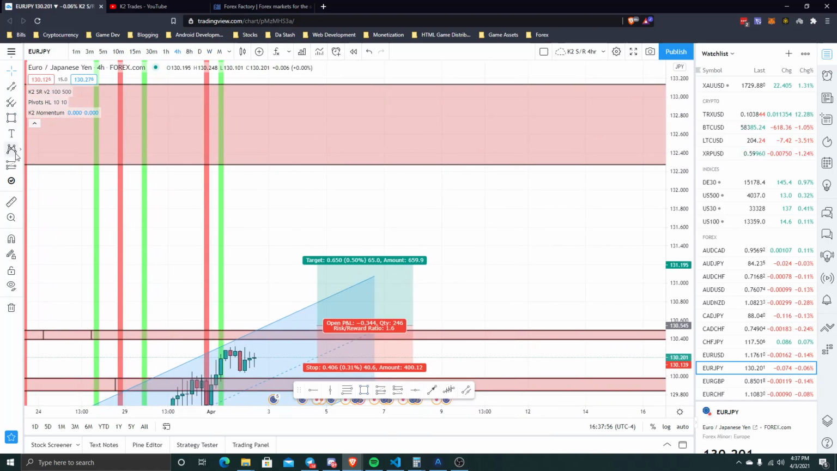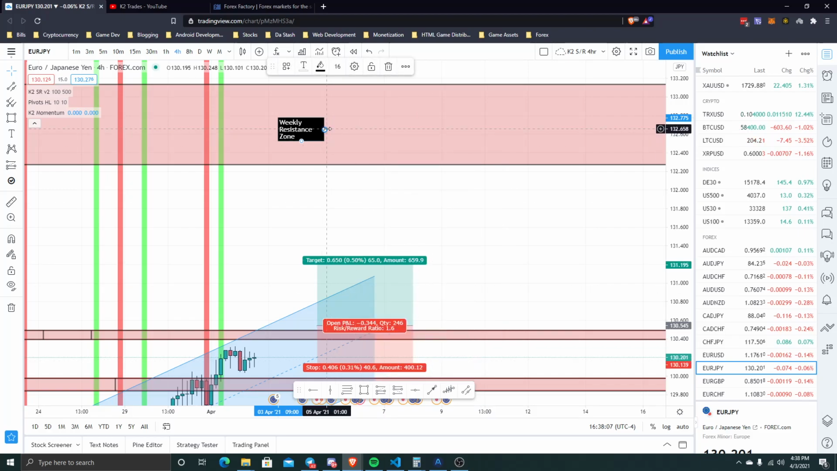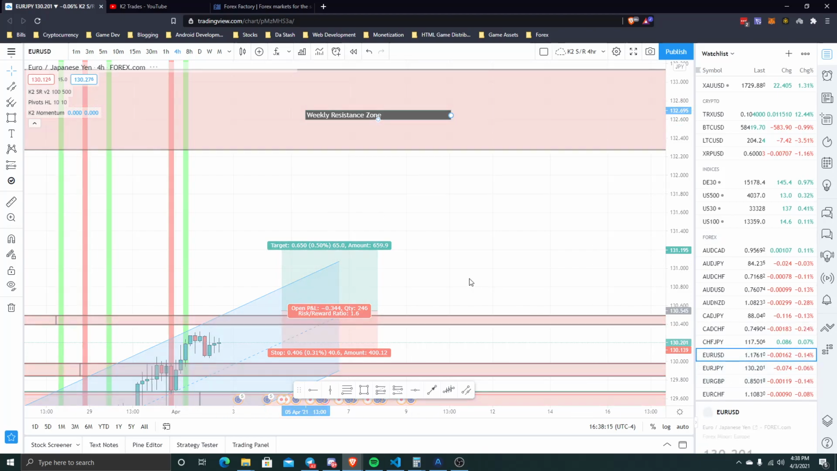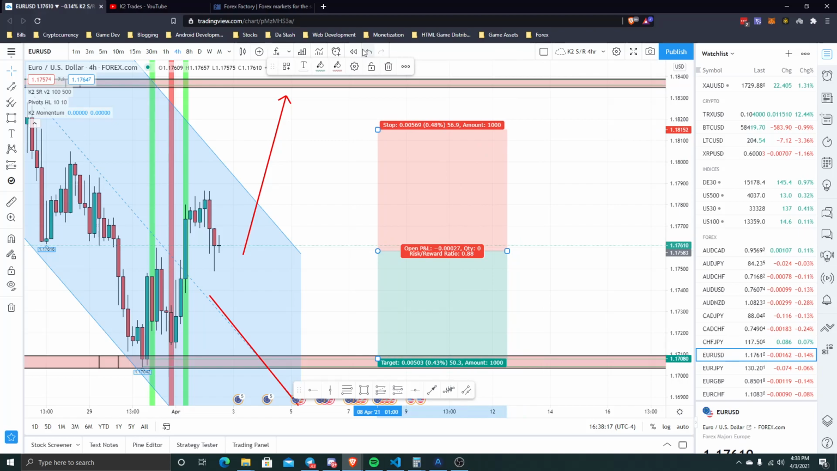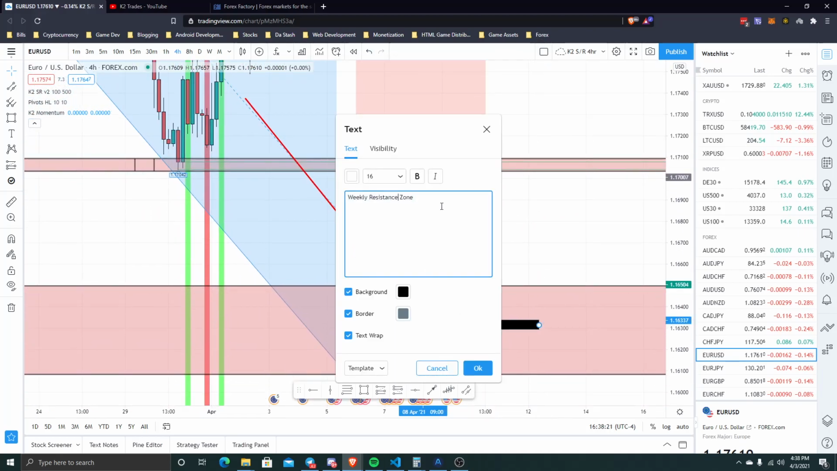Yeah, so this is the weekly resistance zone. Hold on, let me go back. I think I made an error. Go back. This was supposed to be a weekly support zone, not weekly resistance. I'm sorry.